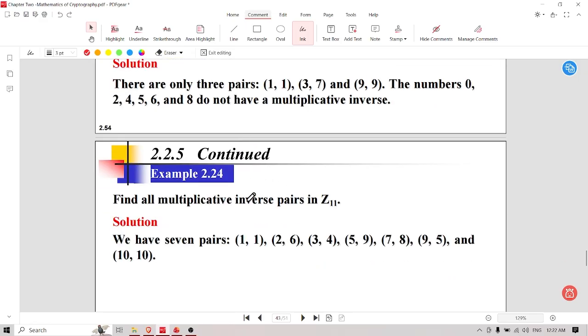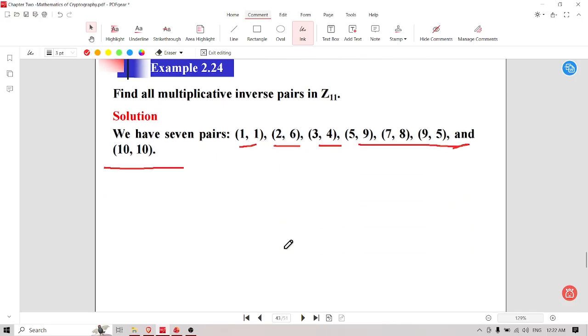Now for all multiplicative inverse pairs in Z11, we will say that it is this and that, and these two. Because for the multiplicative inverse, if we find the GCD first for 2 and 6, it should be 1. You can do it for yourself for checking.